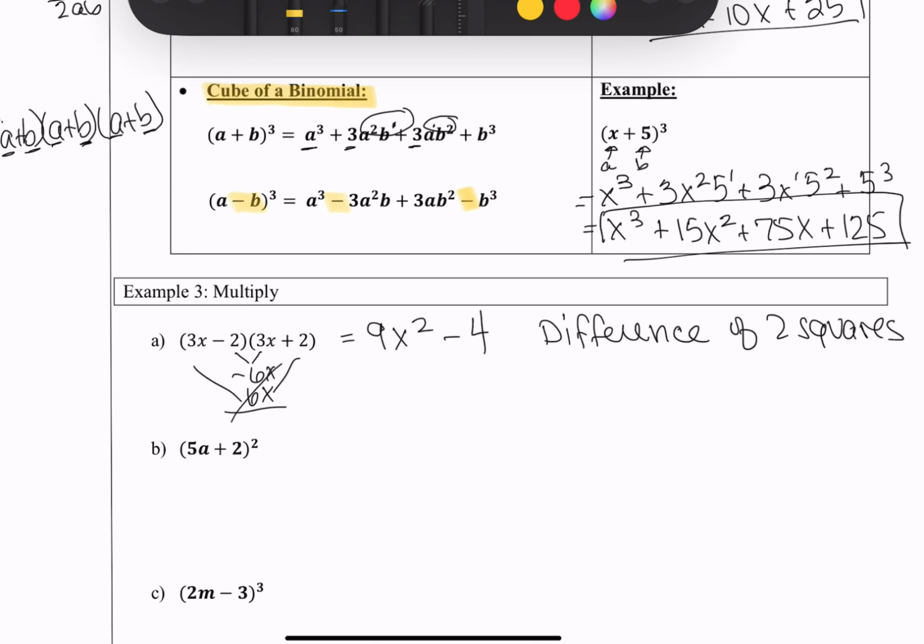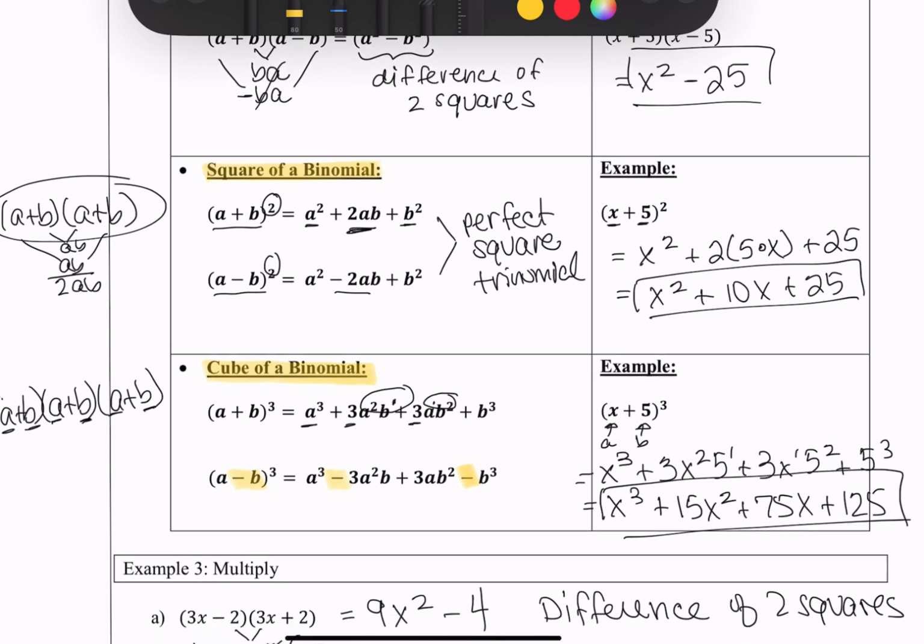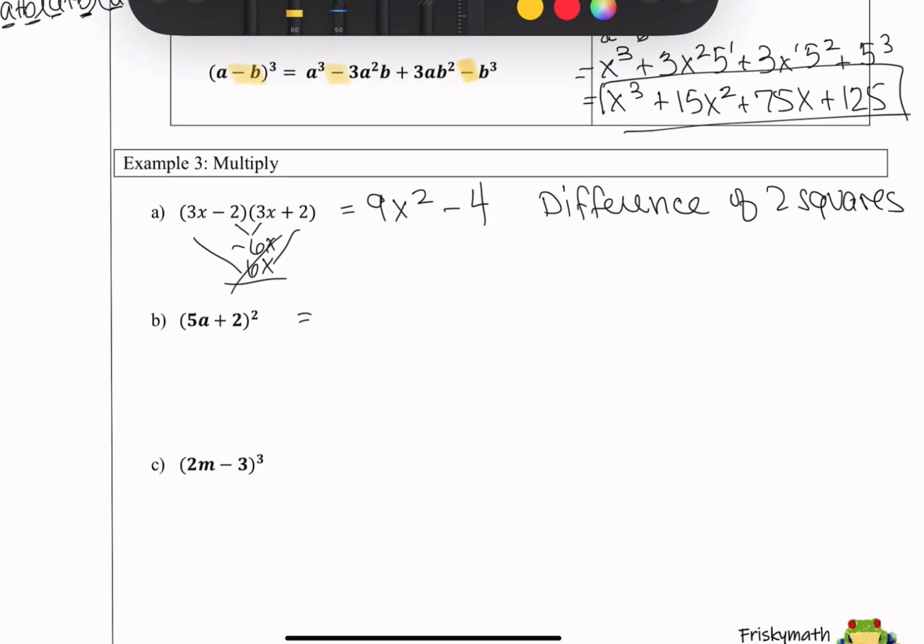So if you see 9x squared minus 4, you should be able to factor it into two binomials, a sum and difference pattern. All right, this one, I notice it's a binomial and it's being raised to the second power. So it's the square of a binomial, and I'm going to end up with a perfect square trinomial. So I'm going to take my first term and I'm going to square it. And I'll do it slowly for you.